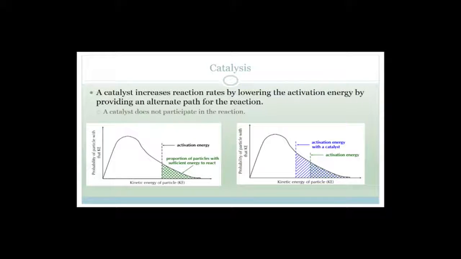Right, so now let's talk about catalysis. A catalyst increases reaction rates by lowering the activation energy by providing an alternate path for the reaction. We spoke about this before, and remember I showed you the picture of the mountain and the tunnel, and I said they'd both get there, but the one would get there much faster than the other. A catalyst does not participate in the reaction. So I wanted to show you this because this is very important.